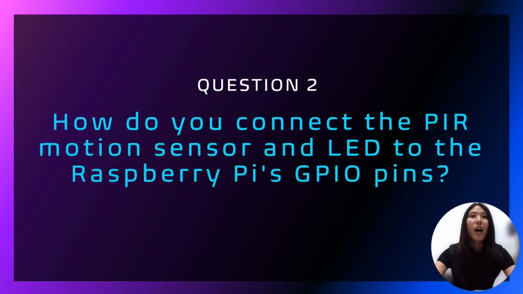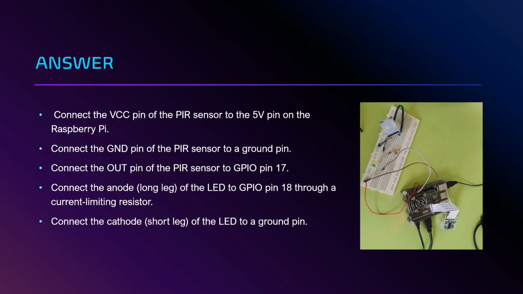Question 2. How do you connect the PIR motion sensor and LED to the Raspberry Pi GPIO pins? The answer is to connect the VCC pin of the PIR sensor to the 5V pin on the Raspberry Pi, then the GND pin to a ground pin and the OUT pin to GPIO pin 17. Then we need to connect the LED, so the anode of the LED through a resistor to GPIO pin 18 and the cathode to a ground pin.